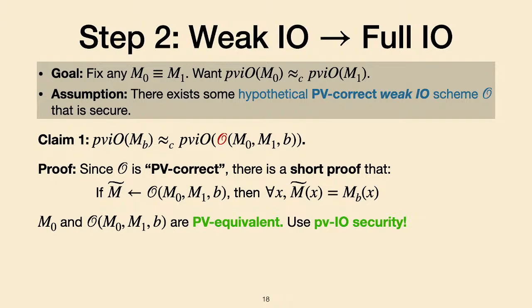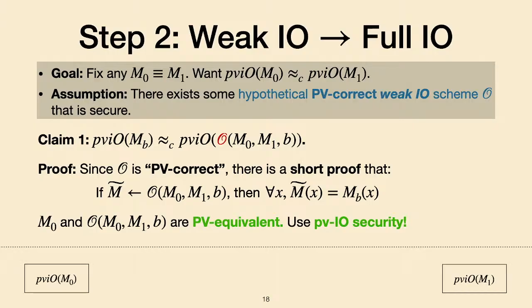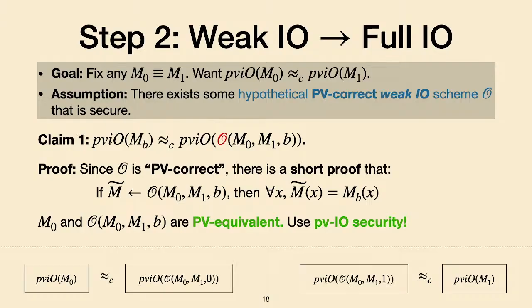So now I can actually use PV IO security. Our goal was PV IO of M0 and PV IO of M1. I can do one hybrid and get to the middle here, where I get M0, M1, weak IO of this and weak IO of this with different bits. Any questions? Okay.